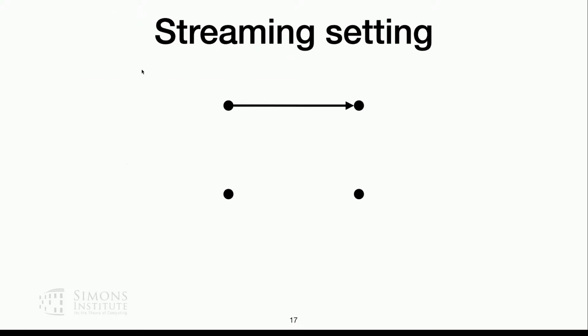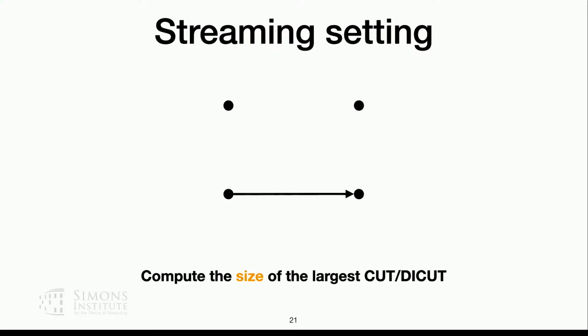And now, what are we doing in the streaming setting? In the streaming setting, the edges arrive one by one in the stream, and then in the end, you're asked to compute the size of the largest, in this case, largest DICUT. And the idea is that you don't have space to store all your edges. You have very limited space, sublinear space. Now, what kind of good approximations can you get for the size of the largest DICUT?